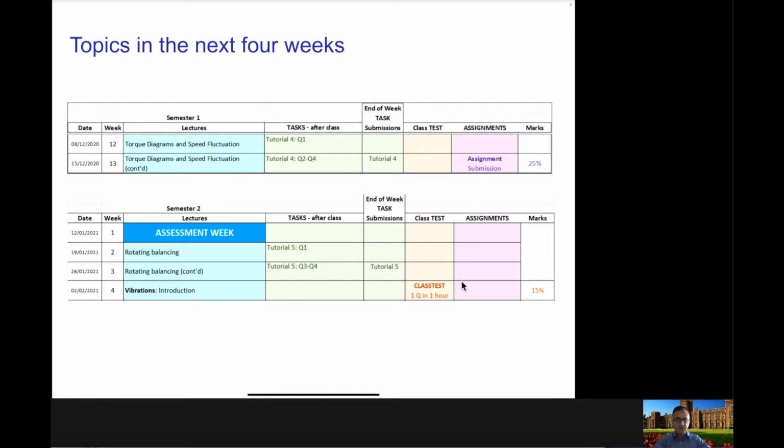In addition to the lectures, we will also have tutorials. You have tutorial 4, which is for the torque diagram and speed fluctuation, and then you have tutorial 5, which is for rotating balancing. We will also have a class test in week 4 in the tutorial class. It will be a 1 hour test, an open book test, and you will have 1 hour.